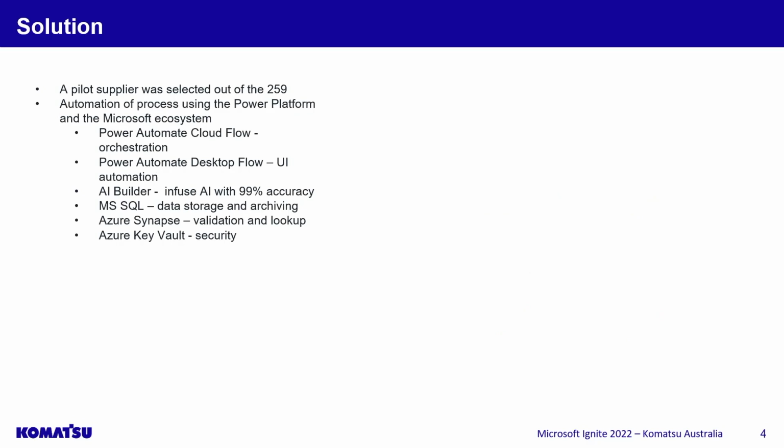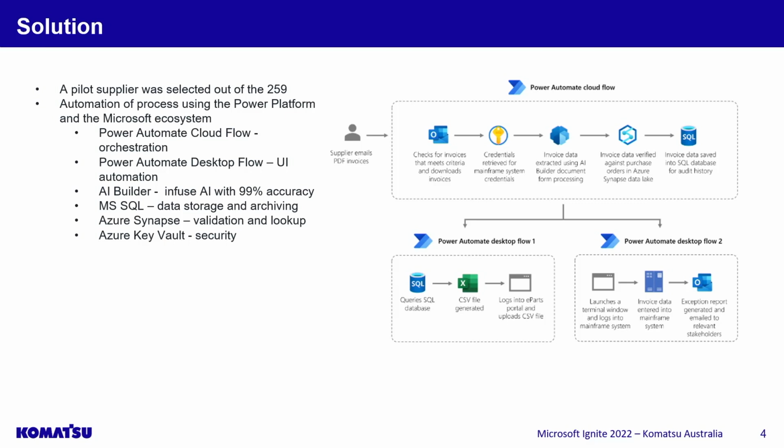For our solution, we decided to select a supplier as a pilot and automate the invoice fixing process using the Power Platform. Here you can see a high-level solution architecture of our solution. And what we've done is we've implemented a Power Automate Cloud flow, which provides the orchestration and is used to monitor our shared mailbox for any new invoices that come in.